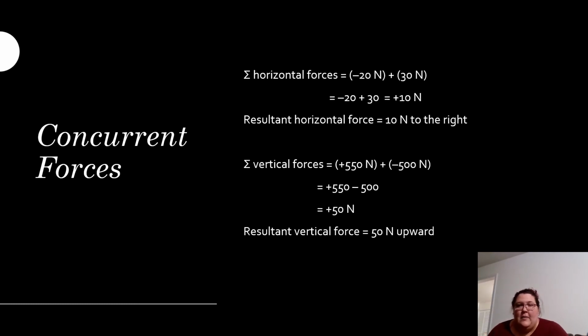All right, so -20 plus +30 means we have +10 newtons of force. This means this individual is going to move 10 newtons to the right. Then they're pulling up with 550. Their weight is only 500, which means they are going to go upward 50 newtons of force. So this person is going to go up and slightly to the right.